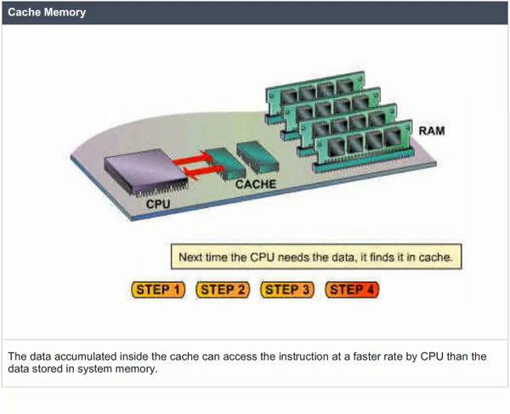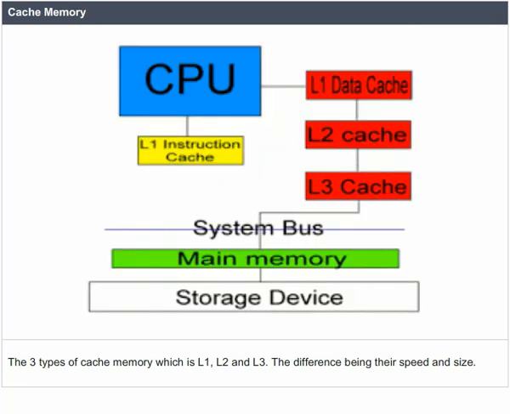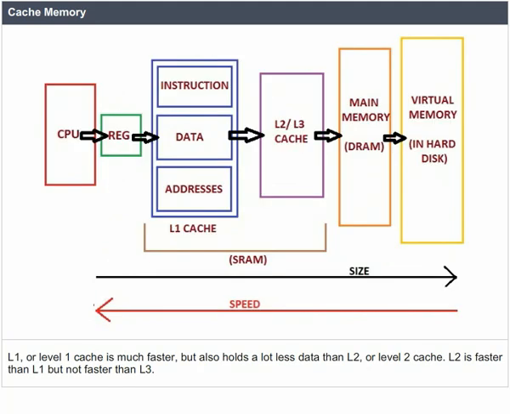The data accumulated inside the cache can be accessed by the CPU at a faster rate than the data stored in system memory. There are 3 types of cache memory, L1, L2, and L3, the difference being the speed and size. L1, or level 1 cache, is much faster but also holds a lot less data than L2, or level 2 cache. L2 is faster than L1 but not faster than L3.